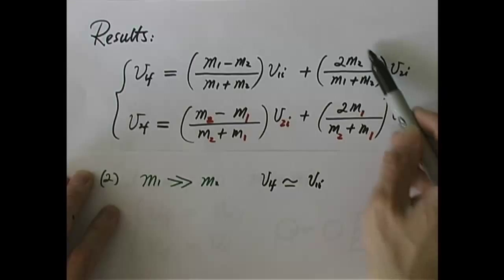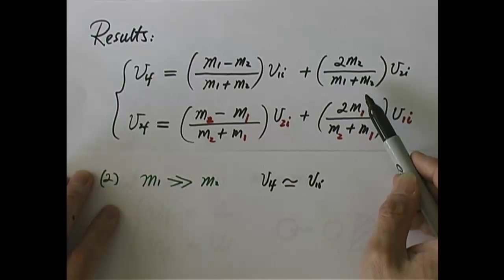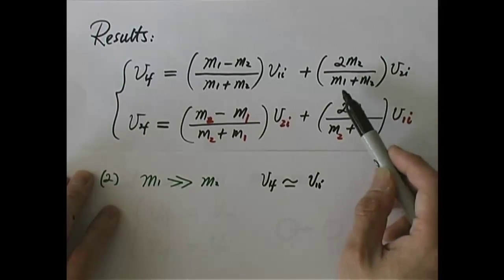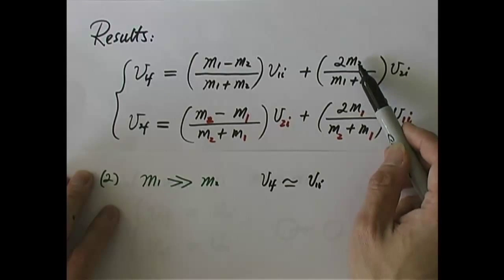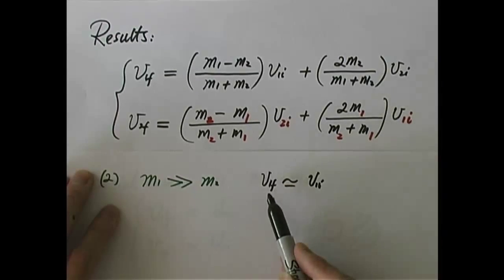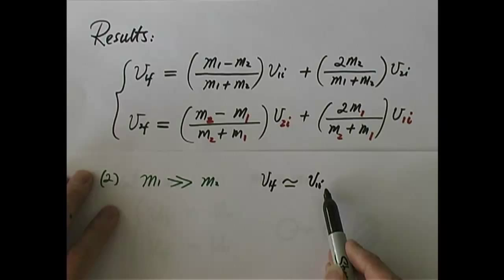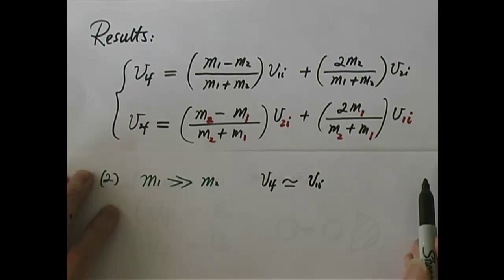So this parenthesis is virtually equal to 0 because there's m2 here and m1 here, which is far greater than m2. So that's it. V1 final roughly equals V1 initial, which means the Mack truck keeps on going as if nothing happened. That's perfectly agreeable with our prediction.